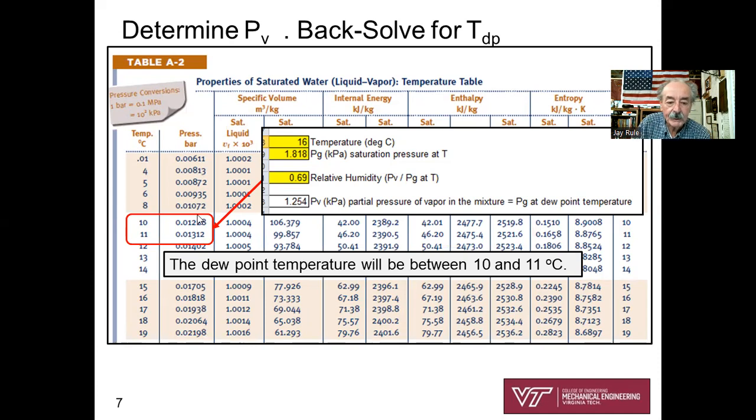Now, if we go back to the TS diagram and think about cooling at constant partial pressure, what we need to do is look up P sub G at 1.254 kPa, and that'll give us the dew point temperature. So just by observation, we're going to look for our pressure, 1.254. I see it's in between these two. So before we do any math, we're going to observe that the dew point temperature is between 10 and 11 degrees C. If you're taking a quiz and you don't have time to do the interpolation, write this down on your page. The dew point temperature is going to be between 10 and 11, and you'll get some partial credit for that.